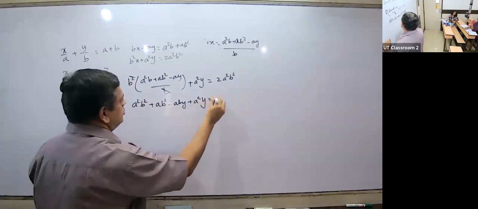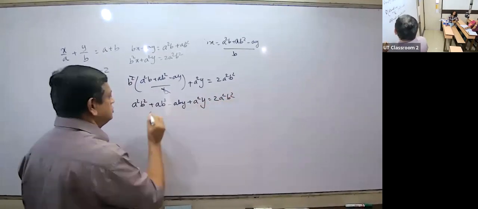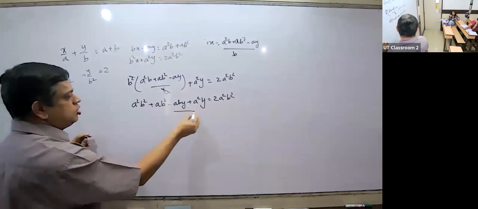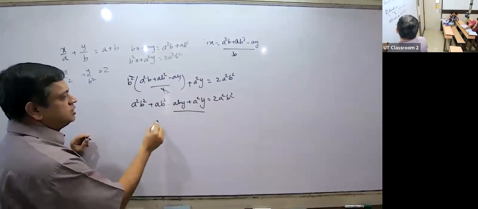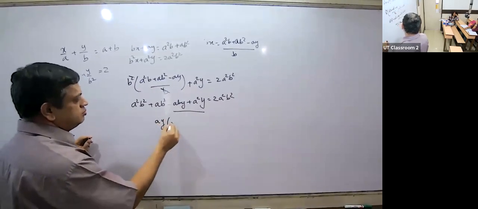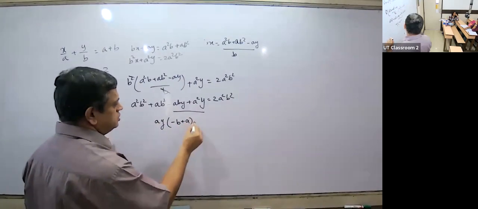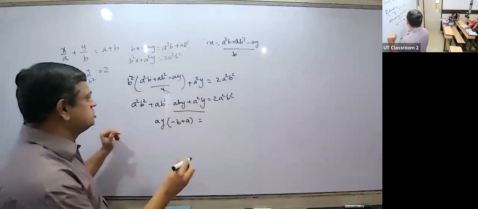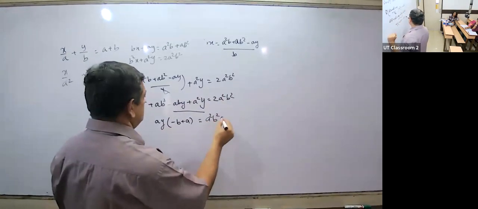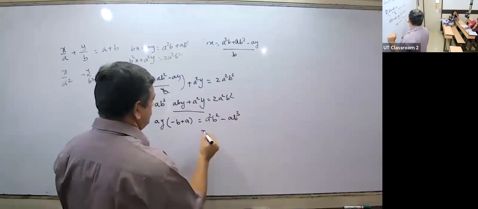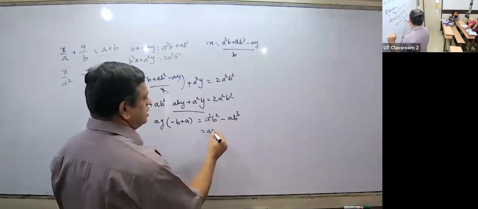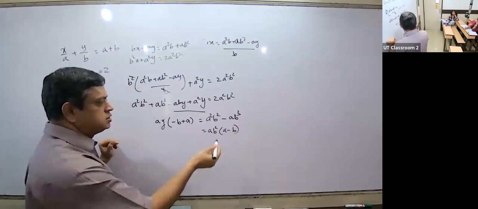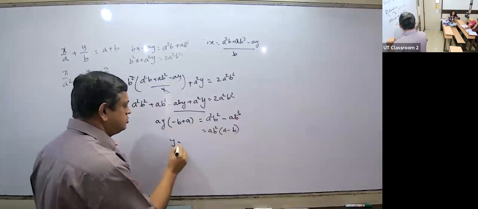Have you followed? So you can see this will go, this will go, this will remain. What is common between them? What can you take common? ay. Yes or no? Minus b plus a is equal to that. This will go, and this one will come as 2a square, that is a square b square minus ab cube. What can you take common? a and b square. So what is left out? a minus b. See? Cancellation done. So y is equal to b square.